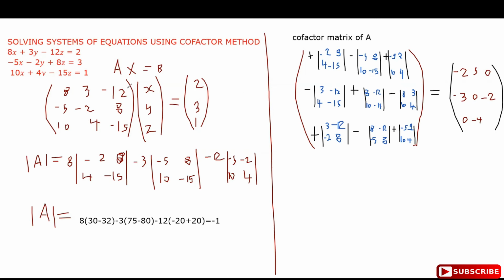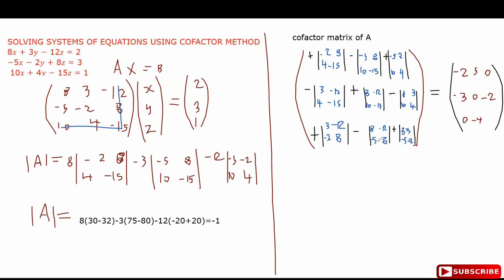I see what I did wrong right here. This last one should have been, cross out the minus 15, it would have been 8, 3, minus 5, minus 2. I made a typo in here. You have to be very, very alert when you're doing the cofactor method. You can easily give away your marks.